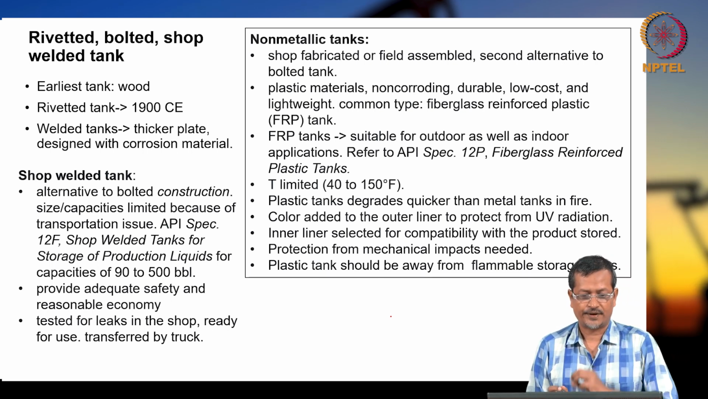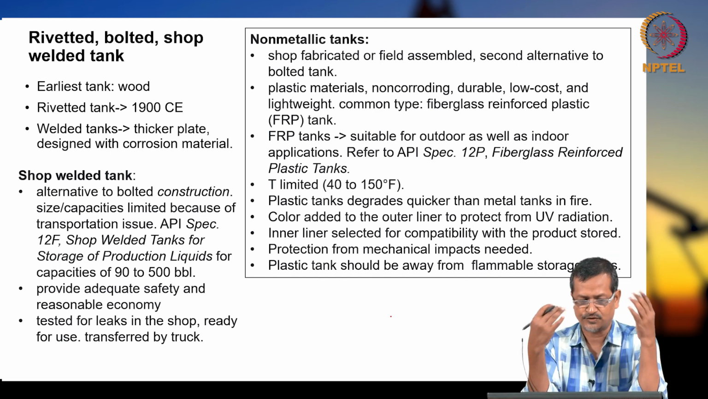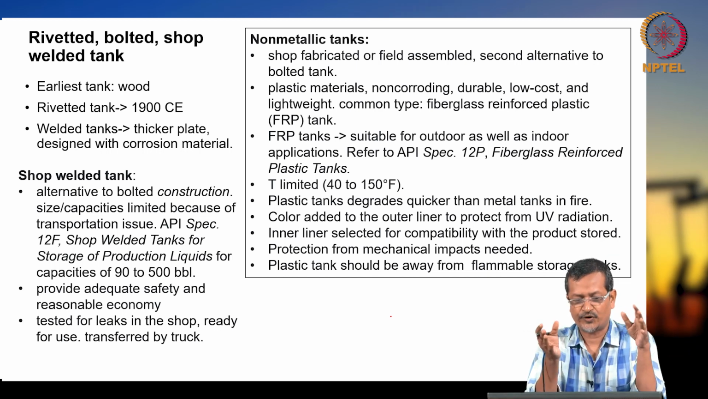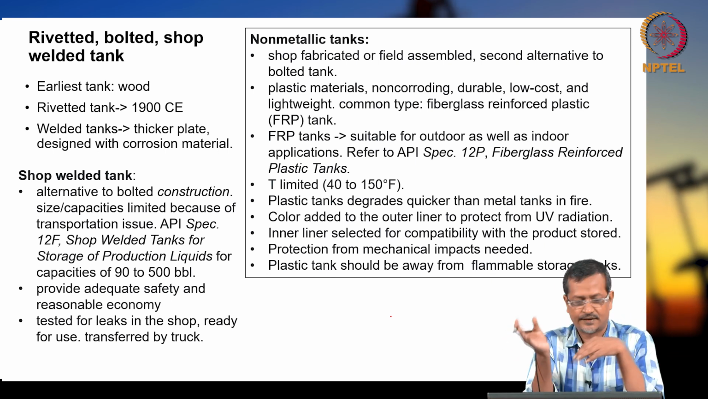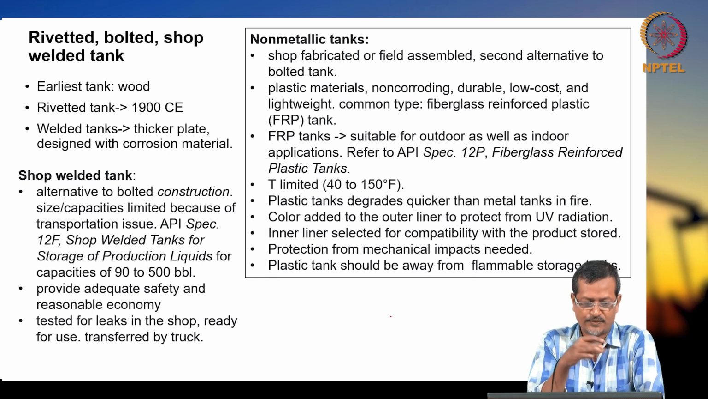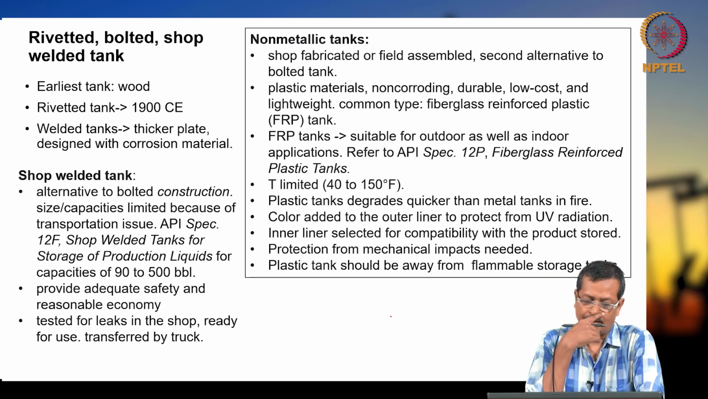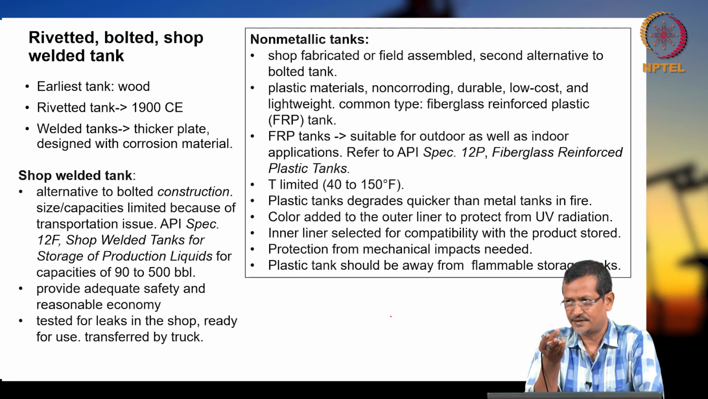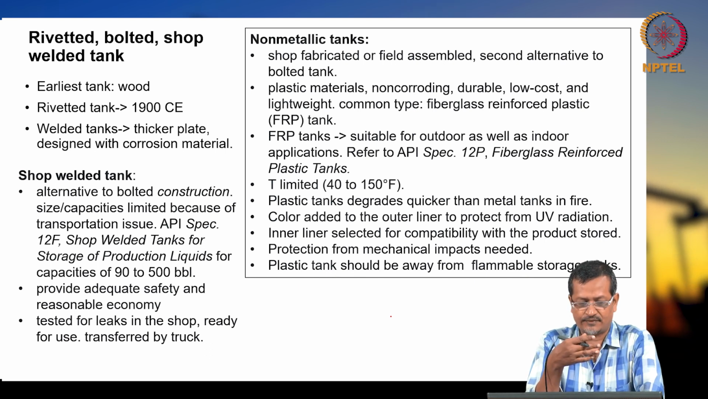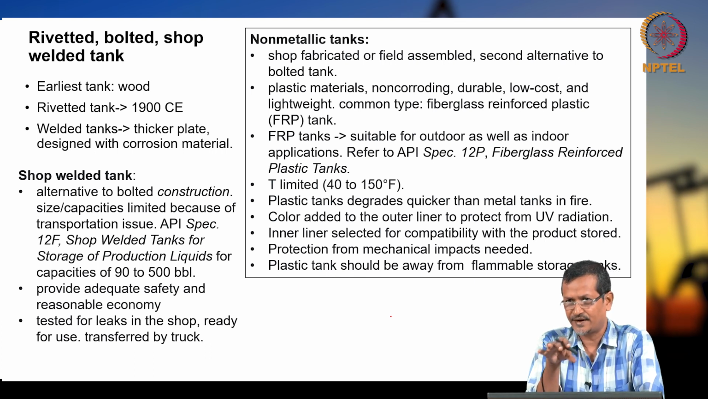Riveted or bolted, shop welded, several types of tanks will be there. One will be riveted tank, bolted tank, welded tank, shop welded tank, field welded tank, okay. So, the earliest tanks were wood, I already told. The riveted tank was also very old. I will explain what rivet and welding are, and other things. It was developed around 1900 CE, almost more than 100 years ago. Then at a later stage came the welded tank, when modern welding techniques developed.